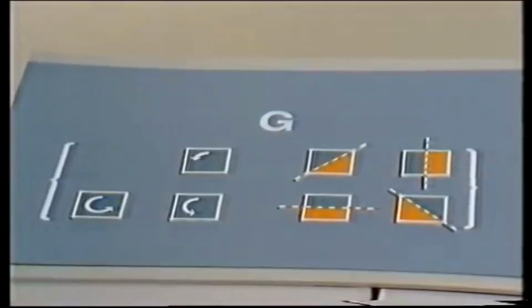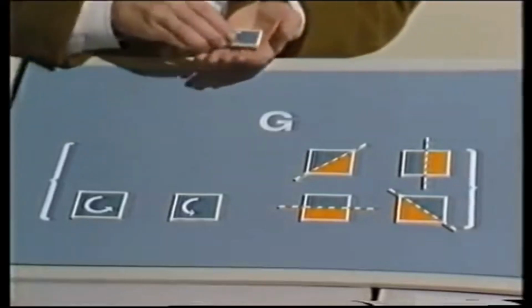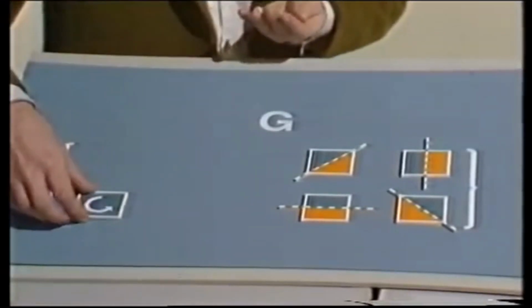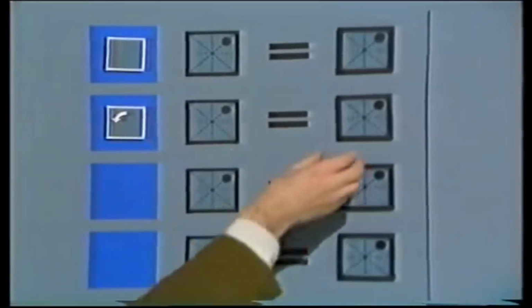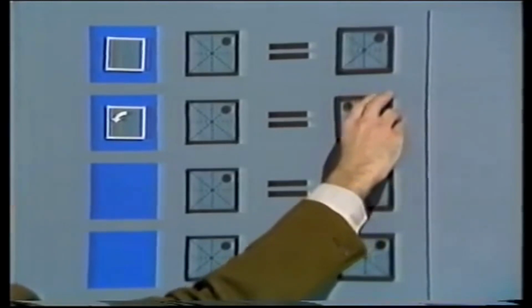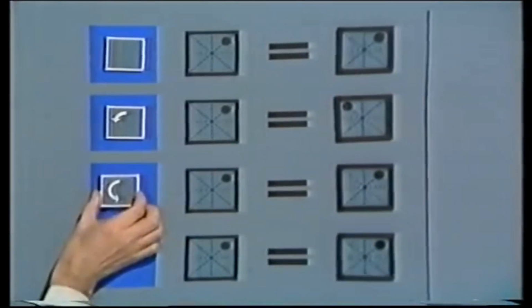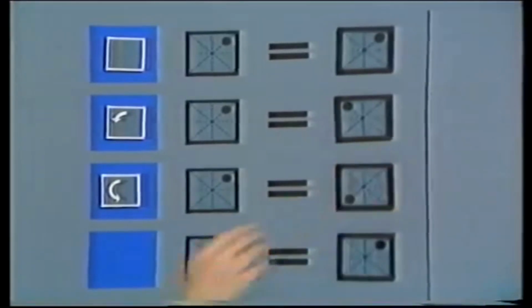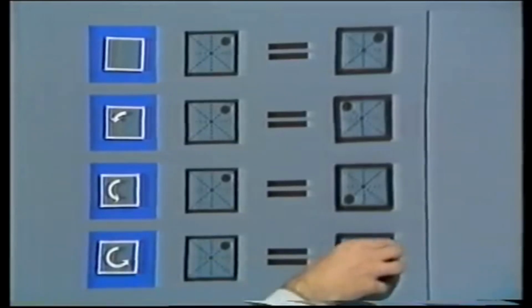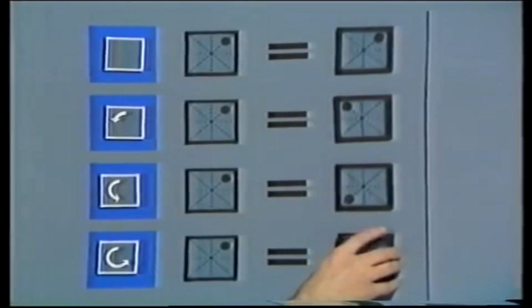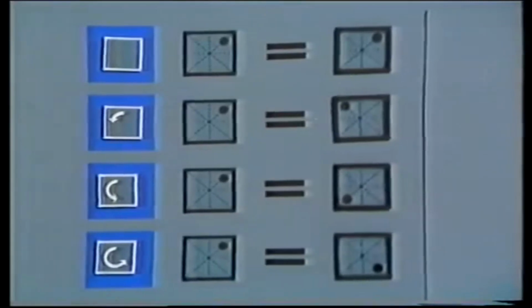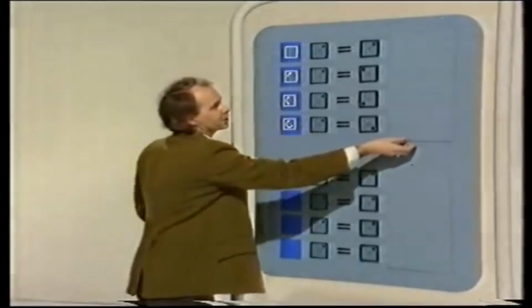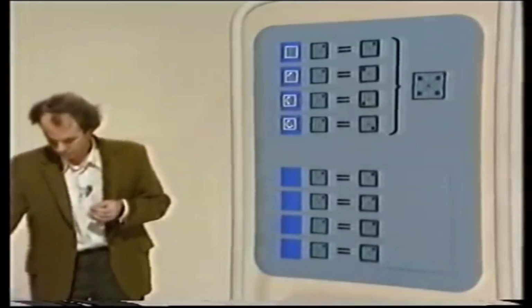Now, there are also 3 rotations in the group. So I'll take this quarter turn and the half turn and the 3/4 turn. The quarter turn acting on the point takes it to here. The half turn takes it to here, and the 3/4 of a turn takes it to here. So the 4 rotations acting on the point give me this set of 4 points.